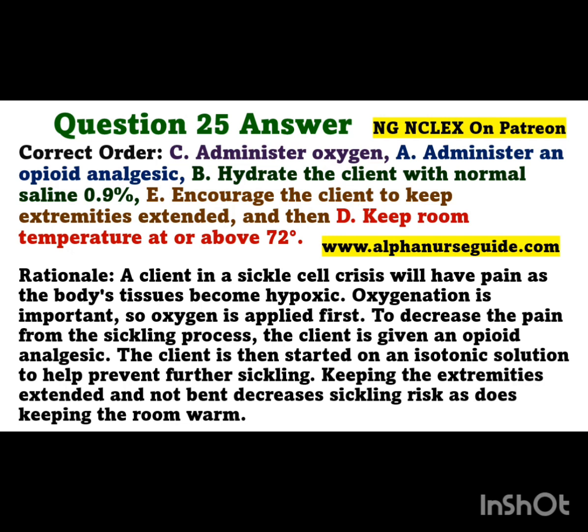Rationale: a client in a sickle cell crisis will have pain as the body's tissues become hypoxic. Oxygenation is important, so oxygen is applied first. To decrease the pain from the sickling process, the client is given an opioid analgesic. The client is then started on an isotonic solution to help prevent further sickling. Keeping the extremities extended and not bent decreases sickling risk, as does keeping the room warm.